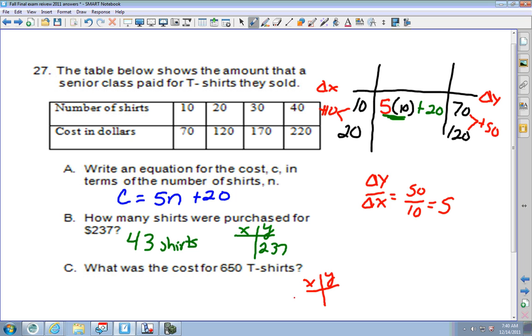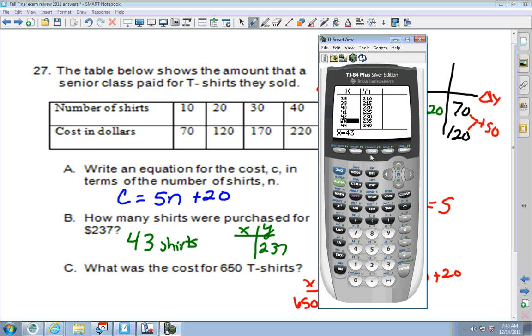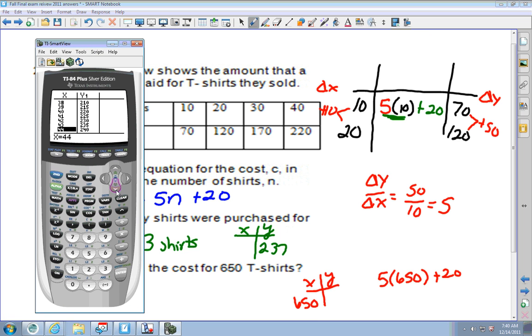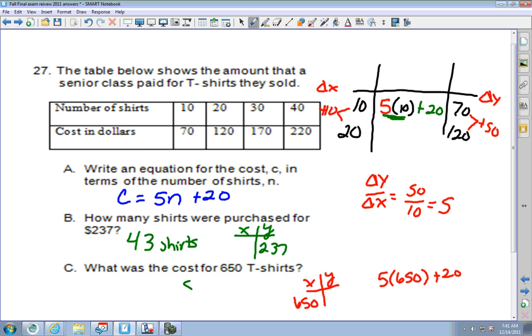Now the next one says, what is the cost of 650 t-shirts? So the t-shirts are in the X column. Now one way you could do this is 5 times 650 plus 20. Or you can go in the calculator and look and see where X is 650. Now that would be a long way down here. But you could go second window, type in 650 and press second graph. That would be over here, and the Y would be 3,270. So it'd be $3,270.